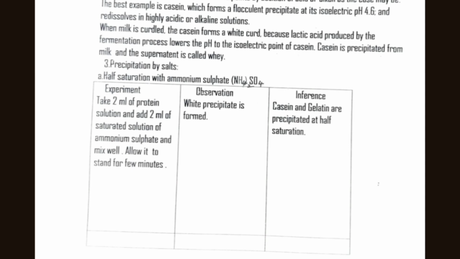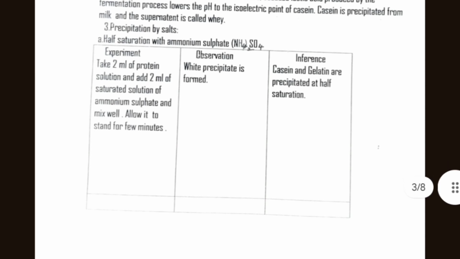Precipitation by salts. Half saturation with ammonium sulfate. So you will take 2 ml of protein solution, 2 ml of saturated solution of ammonium sulfate, and mix well, and you will leave it for some time. White precipitate is formed in case of casein and gelatin. It is precipitated at half saturation. But for albumin, this test will be negative.